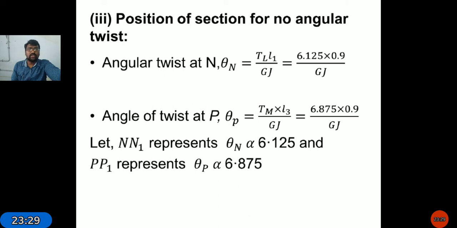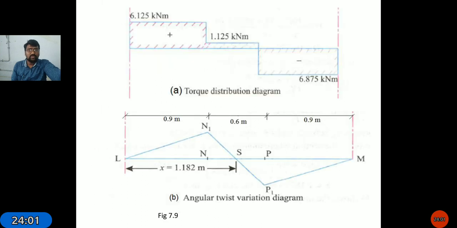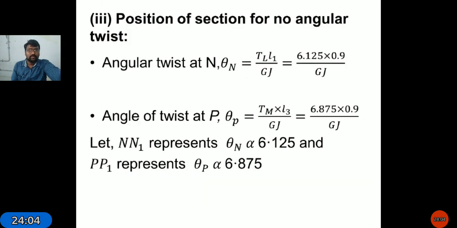Next, the position of the section for no angular twist. Here the angular twist at point N is theta N equal to TL L1 by GJ. Just now we calculated 6.125 as TL, so by substituting all these values we will get the values of theta N and theta P. Here theta N is directly proportional to 6.125 and theta P to 6.875. By comparing this, the maximum angular twist is developed at point P.